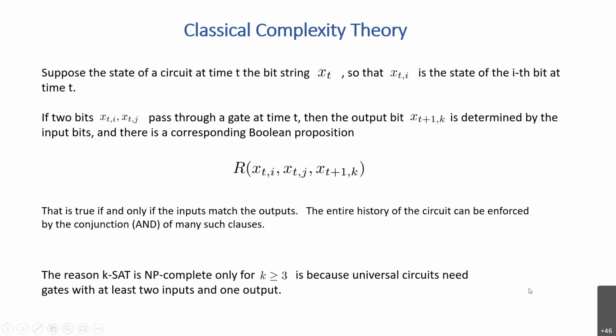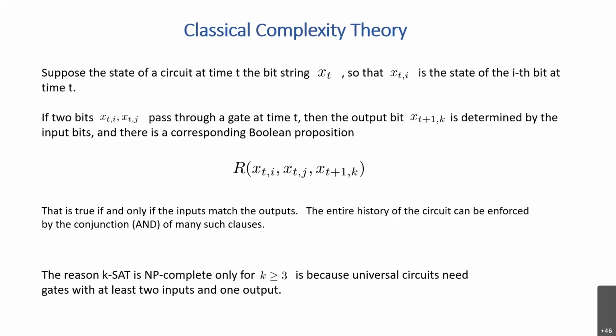And let x sub ti be the state of the ith bit at that time. So now you have two bits, x sub ti and x sub tj, that are going to pass through a gate at time t. And then the output bit of that gate should be determined by the input bits. So there's going to be some Boolean proposition R that looks like this, right? And its truth value determines whether the gate operated correctly.